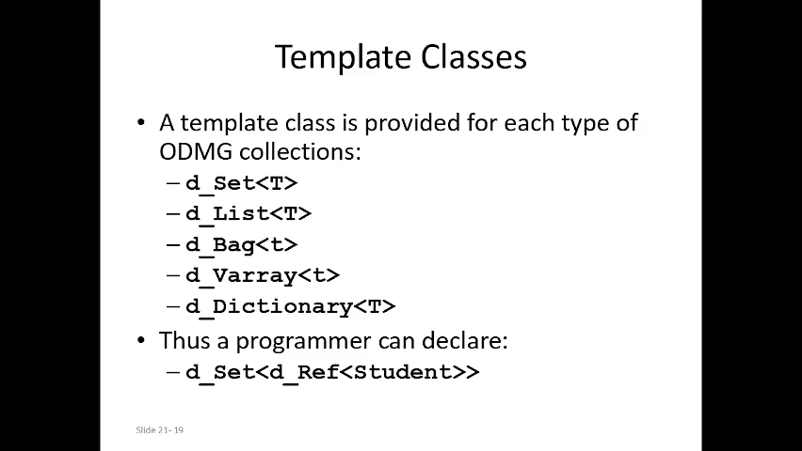Okay. So the programmer can create classes of types such as d_Set<d_Ref<Student>>, whose instances would be sets of references to the student object. Okay, so suppose the programmer writes like this: d_Set<d_Ref<Student>>. It means that its instances would be sets of references to the student objects.